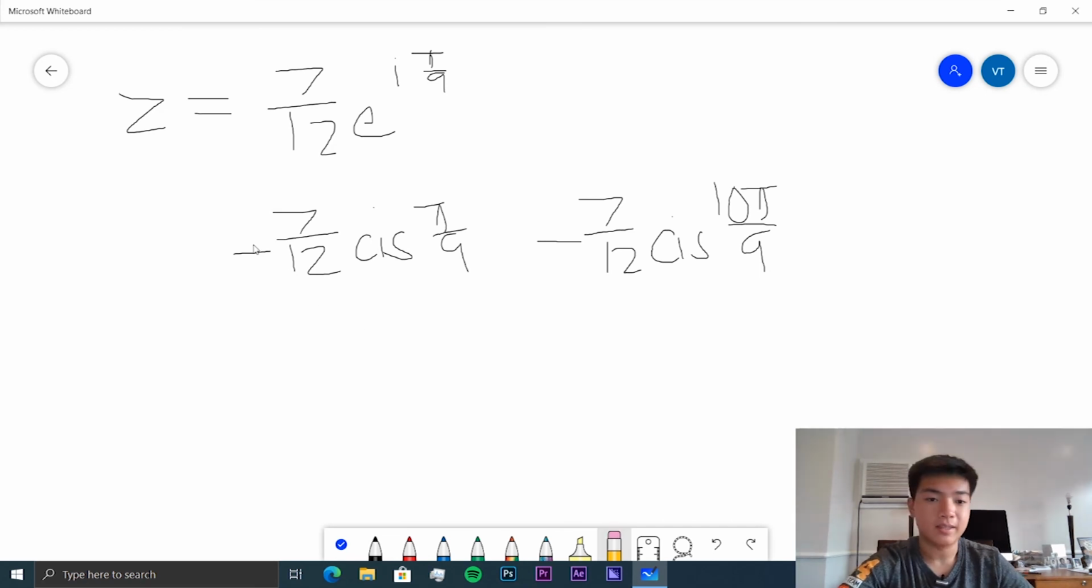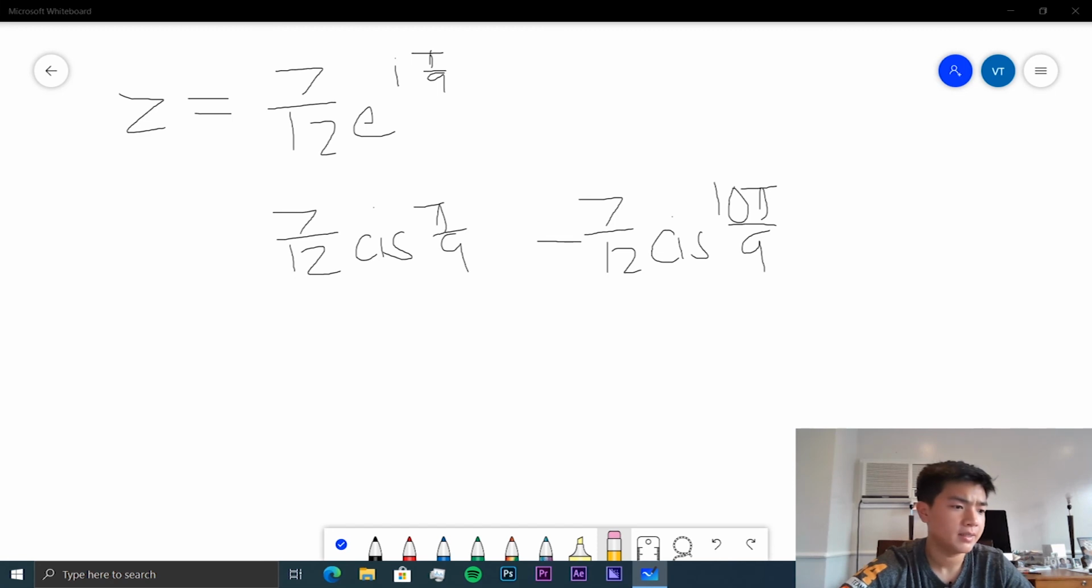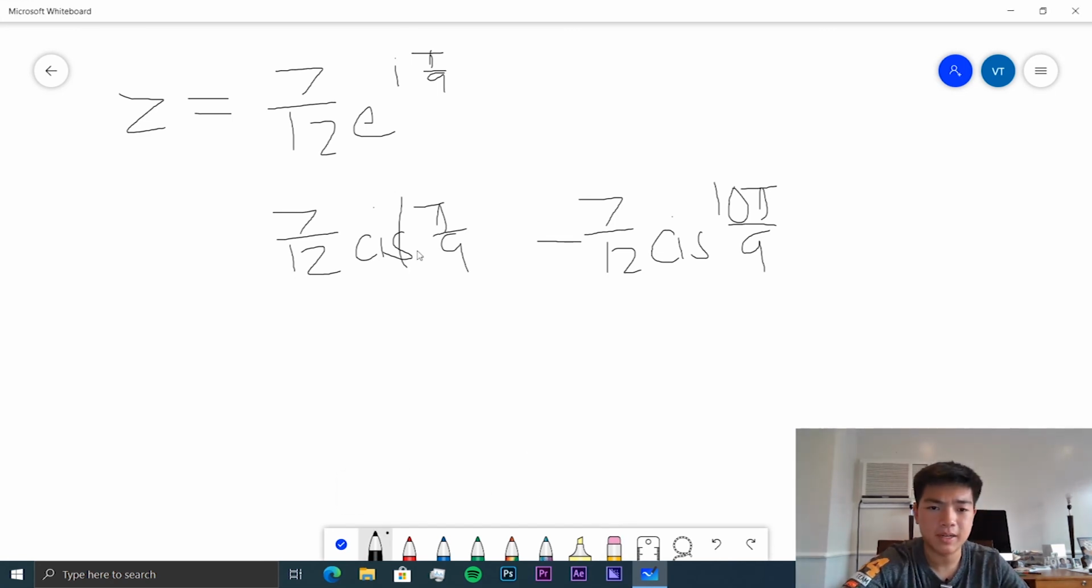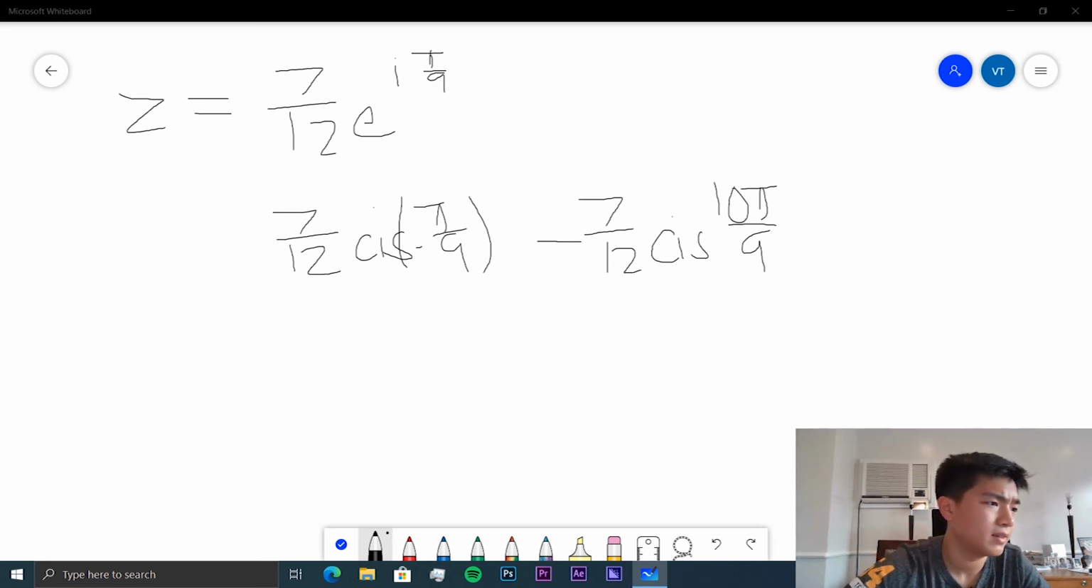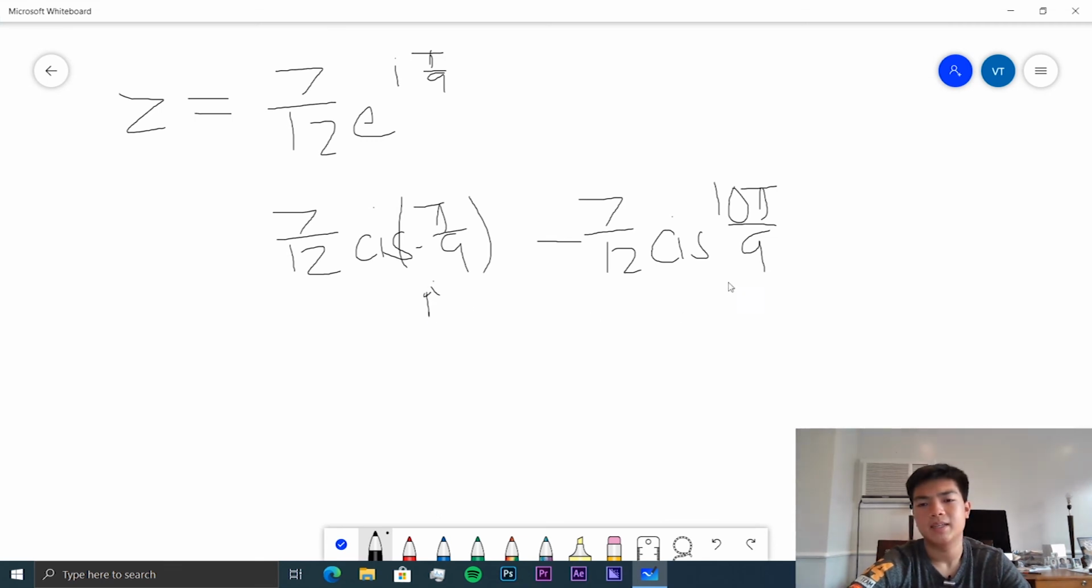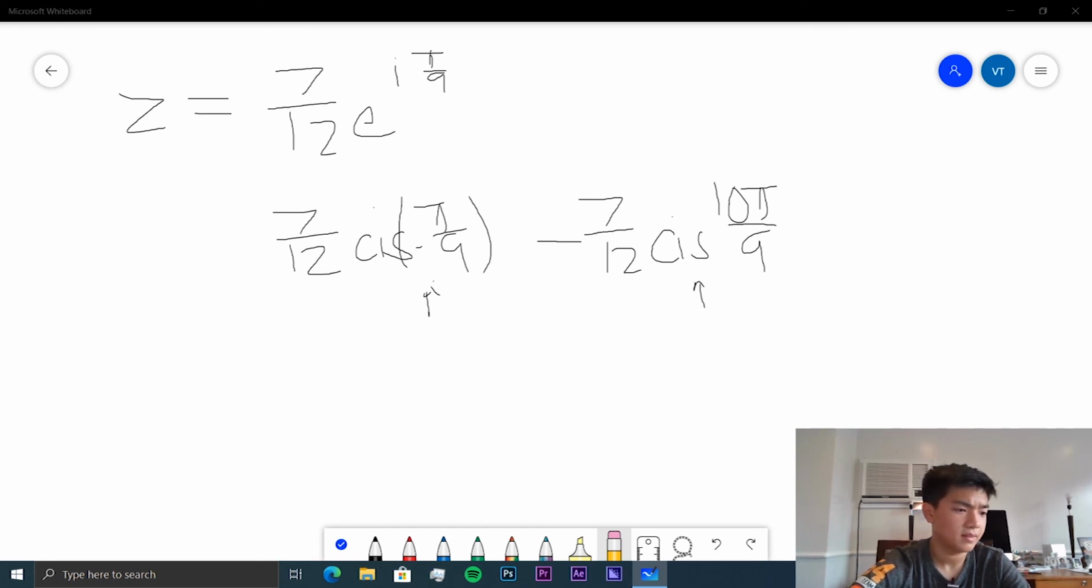Oh, sorry, I've made a mistake. This should be 7 over 12 cis. Wait, no, I haven't made a mistake. This should be negative pi over 9. Why have they labeled it as 7 over 12 cis pi over 9? That's a bit odd. Oh, but this is minus i sine beta. Huh? This is very weird. This should be negative pi over 9, and this one should be negative pi over 9. That is odd indeed.